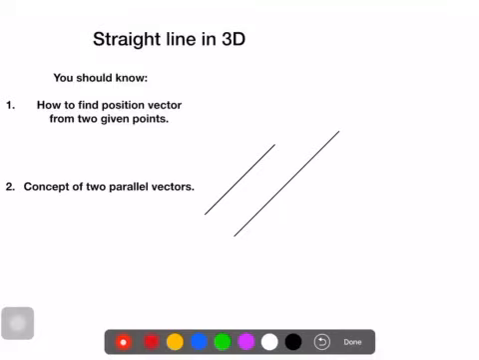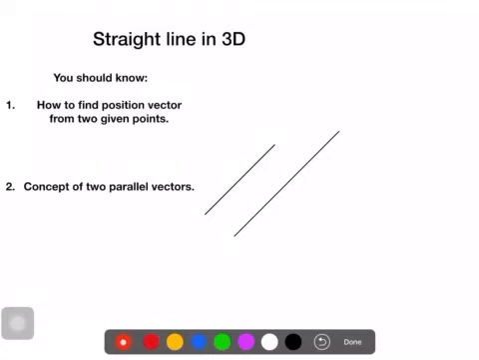Line in 3D. To understand a straight line in 3D, its equation, you need to know two things. The first one is how to find a position vector. Number two, the concept of two parallel vectors. So let me start with the first one, how to find a position vector.